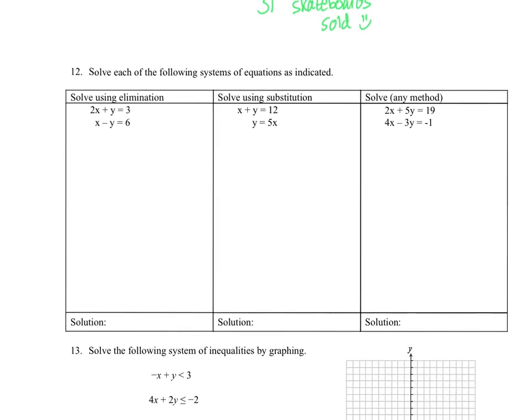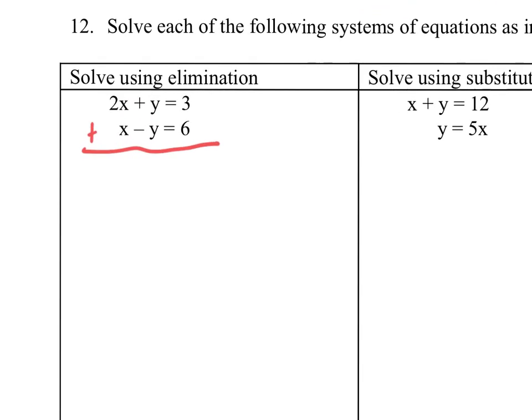Okay, number 12. Let's do it. So, solve by elimination. Luckily, these guys are already set up for elimination. Our y's are opposite, so I just have to add these two equations. Let me zoom in here. So 2x plus x is 3x. Positive y plus a negative y is going to cancel out. So 3x is going to equal 9. Divide by 3.